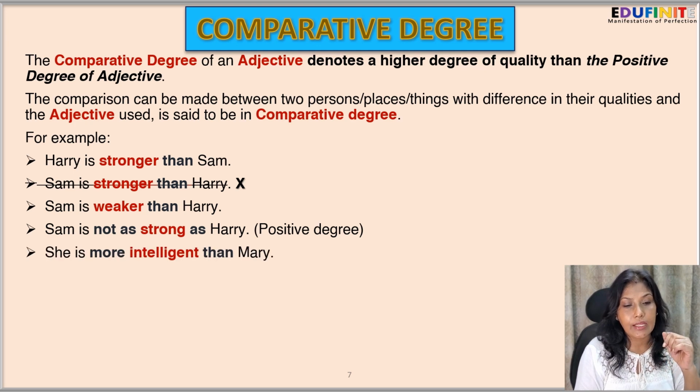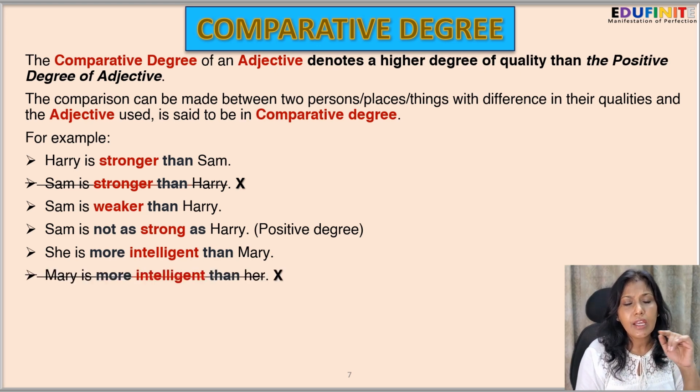Now, the next one. Here we have a pronoun as the subject. She is more intelligent than Mary. So here we are comparing two girls. The subject is she and the other is Mary, where she is more intelligent than Mary. Now, if we try to reverse the subject, the meaning becomes opposite, which is just not correct. Like Mary is more intelligent than her. So here, this won't do. This is wrong.